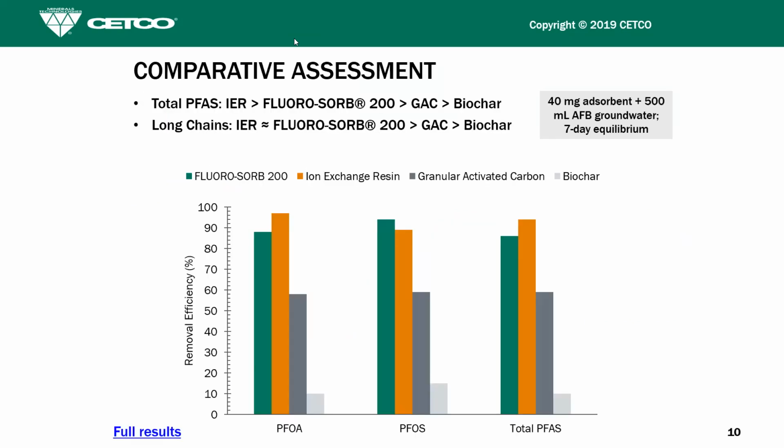And we could see in that experiment that for PFOA, PFOS, and total PFAS, Fluoro-Sorb significantly outperformed carbon and hardwood biochar and performed similarly to ion exchange resin. Now, this slide is directly from the professor, and she is not commercial, but I am. And this is the point at which I mention that the Fluoro-Sorb performed similar to ion exchange resin, but all of our reconnaissance tells us that the price per pound of Fluoro-Sorb is anywhere from 1/2 to 1/3 that of ion exchange resin.